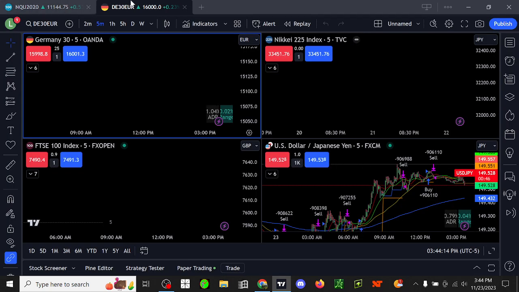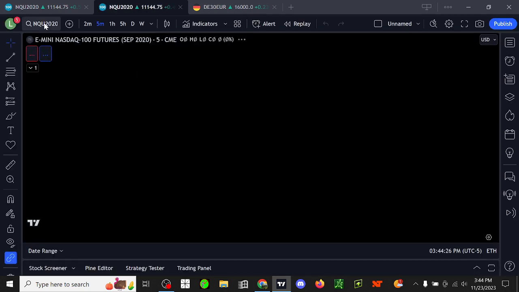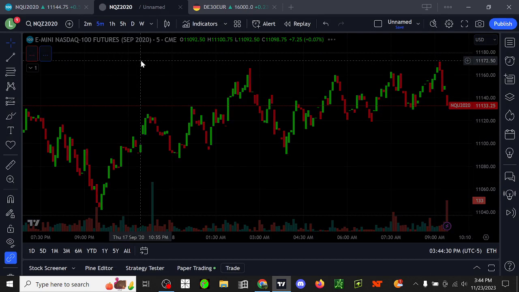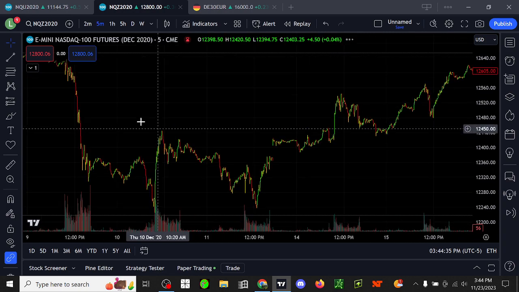So I'm going to open up a new tab. Actually, I'll just go on this one. Oh, no, that's a weird window. Come on. Let's do NQZ 2020. Oh, I'm dumb. Gotta do this. NQZ 2020. Okay, we have to go back to the beginning of it.